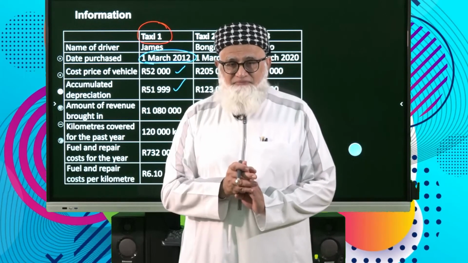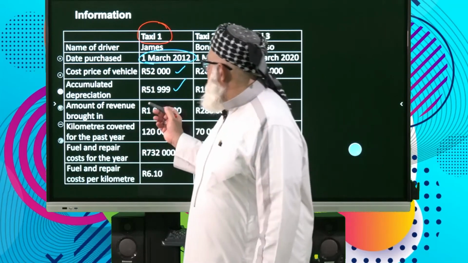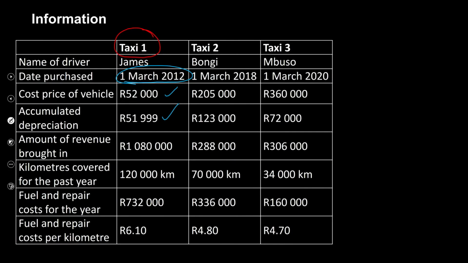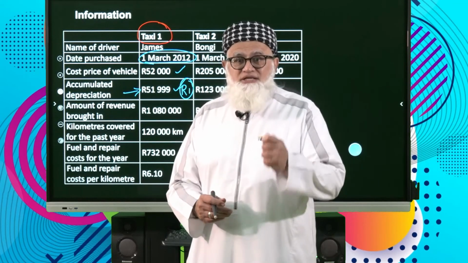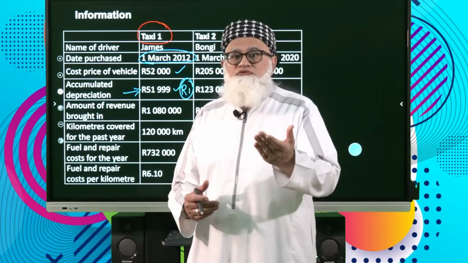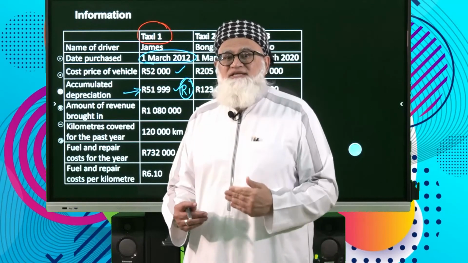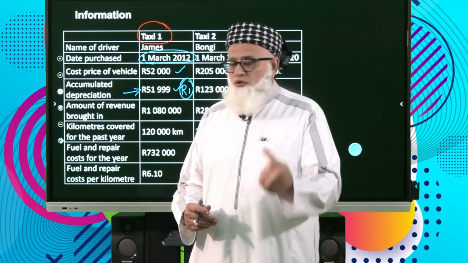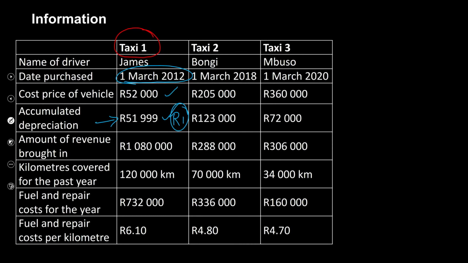Again, look at the data that you have, and you can clearly see here that this is an old taxi. Well, how do we know that? Because the accumulated depreciation is already 51,999 Rand, meaning that it has a carrying value of 1 Rand. And you do remember how to do the calculation when you have an old asset where you have to arrive at a carrying value of 1 Rand. Okay. Amount of revenue brought in, kilometers covered, fuel and repair cost, and the fuel and repair cost per kilometer.